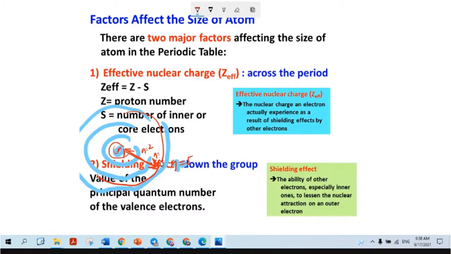So apa yang akan menghalang? Sekiranya semakin banyak petala, jadi dia menghalang. Kalau petala berbeza, maksudnya group berbeza. So that's why going down the group, it's the shielding effect.